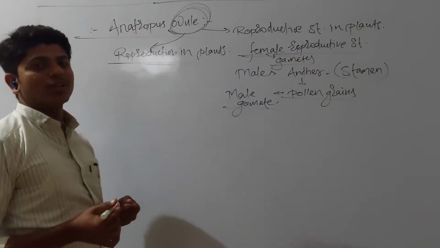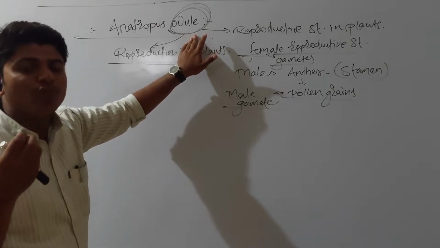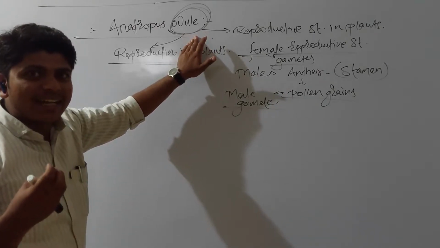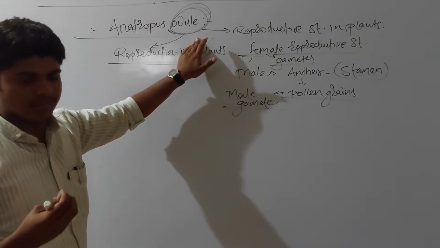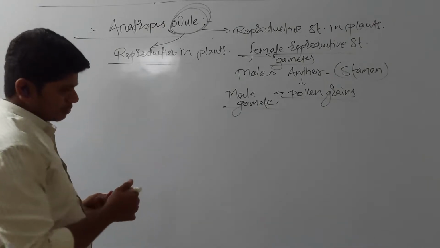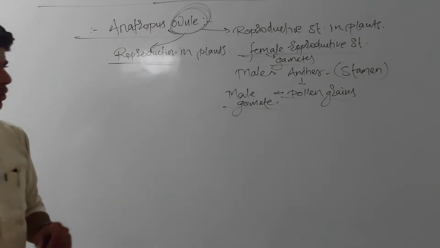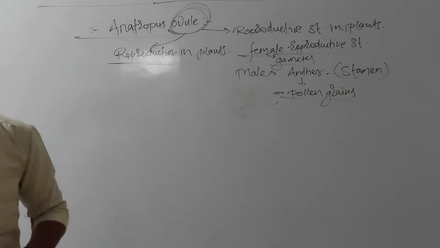So basically we are going to discuss the ovule: what the ovule actually is, how it looks, and what kinds of cells are there in the ovule. We'll start with the structure of the ovule. Let me clear the board first.